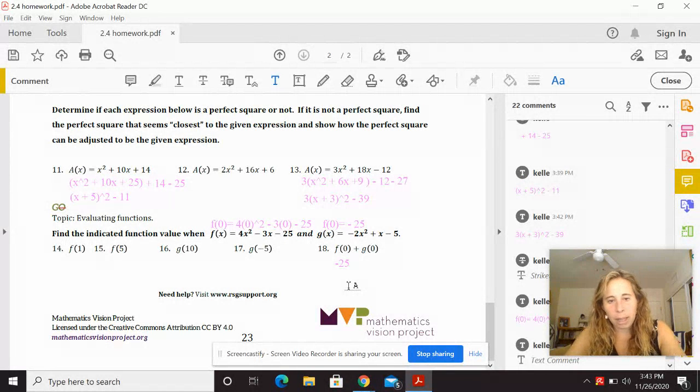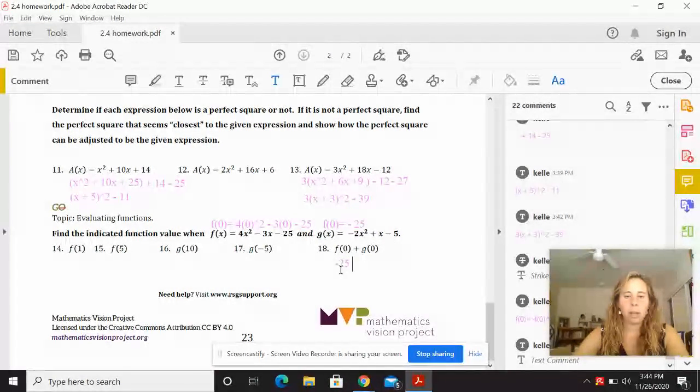So then, knowing that my last term is always going to be my y-intercept, I can look at my g equation. What is g of 0 going to be? Well, you can substitute 0 in for x, or you can just look at the equation and say, when x is 0, y is going to be negative 5. If I substitute in, it would be negative 2 times 0 squared, which is 0, plus 0 minus 5. So g of 0 is negative 5.